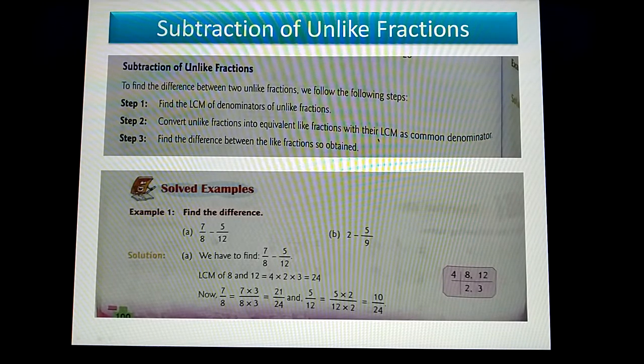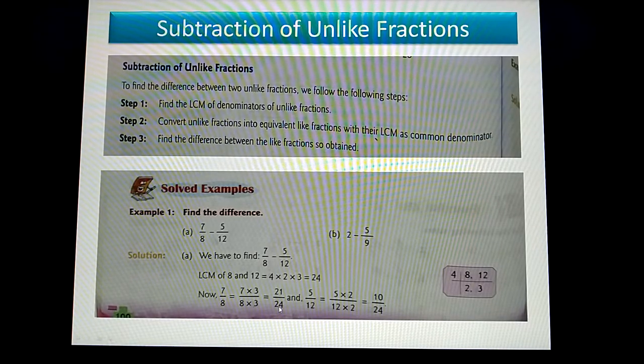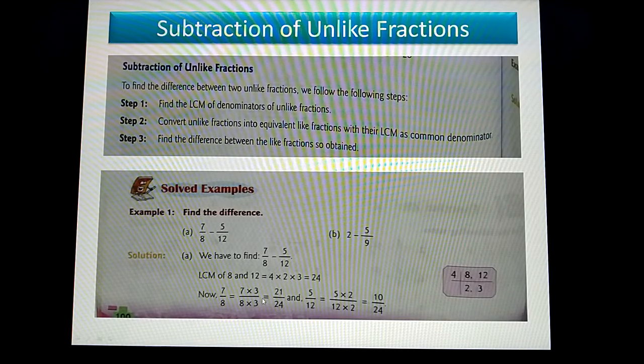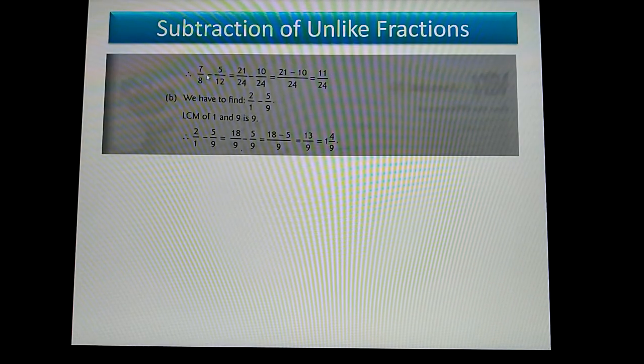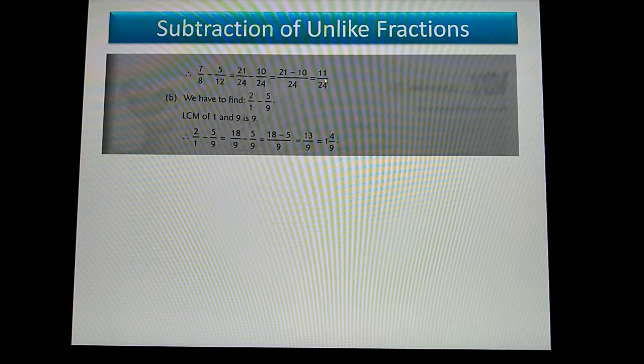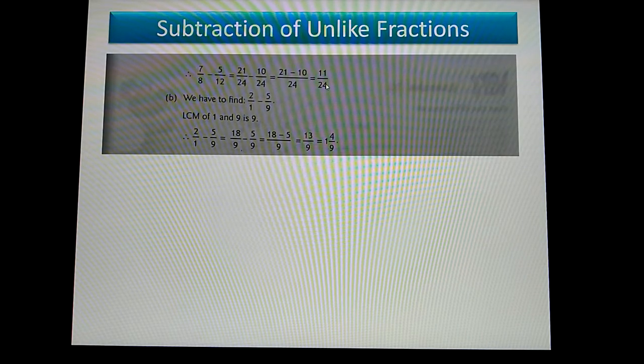So as you can see, 8 has been multiplied with 3, we got 24, and 7 has been multiplied with the same number 3. As we know, what we multiply with the denominator, we have to multiply with the numerator as well. Similarly here, for 5 by 12 also, the same thing has been done. So after calculation, we can see that we got 11 by 24.